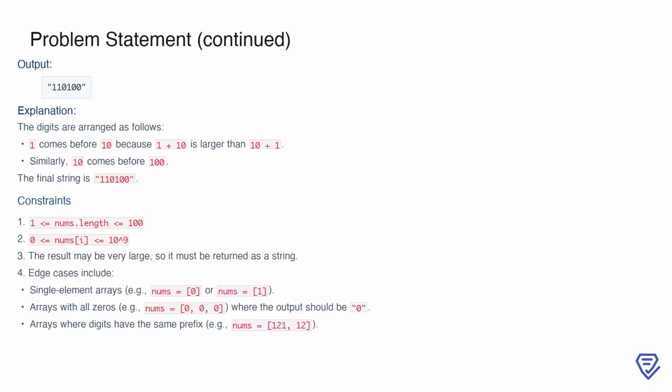The constraints of the problem specify that the input array can have up to 100 integers, with values ranging from 0 to 1 billion. It's important to handle edge cases, such as arrays with a single number like 0, or cases where all numbers are zeros, such as 0, 0, 0, which should return 0. Another edge case involves numbers with shared prefixes, like 121, 12, which require careful comparison to determine the correct order.